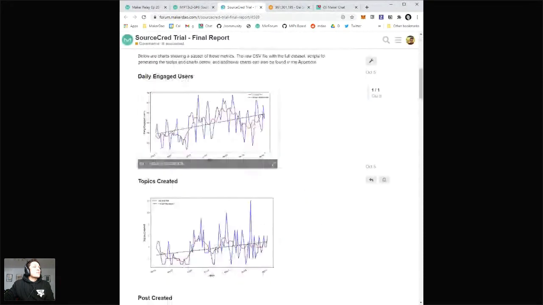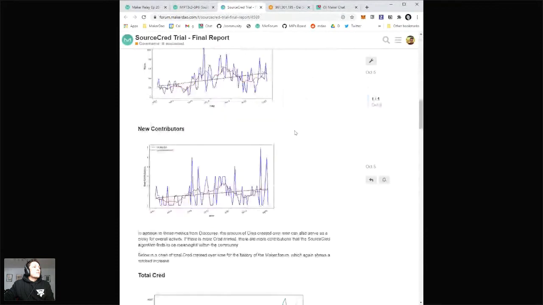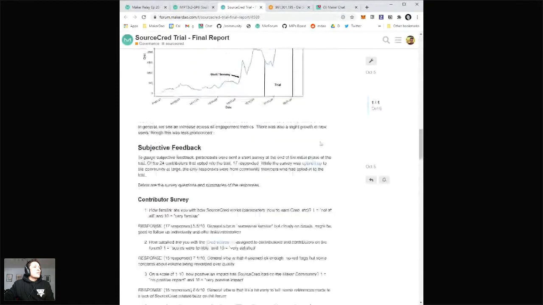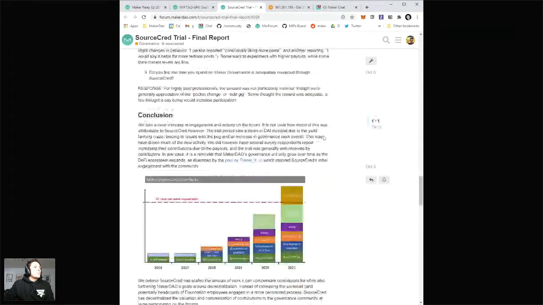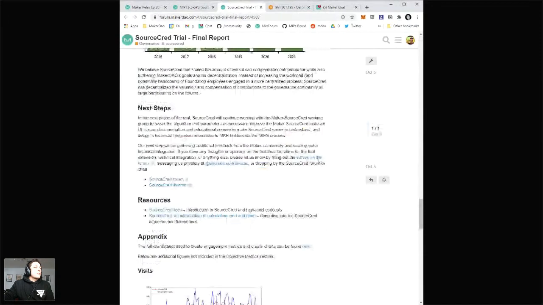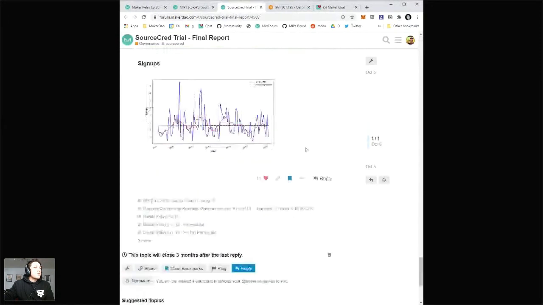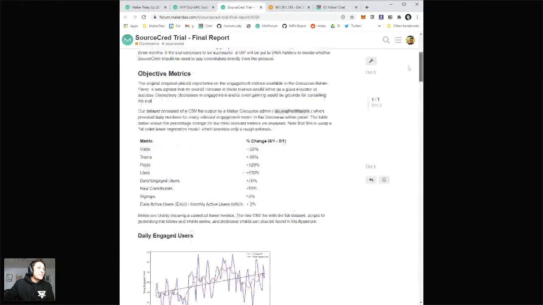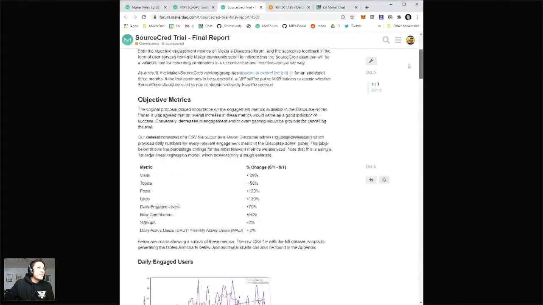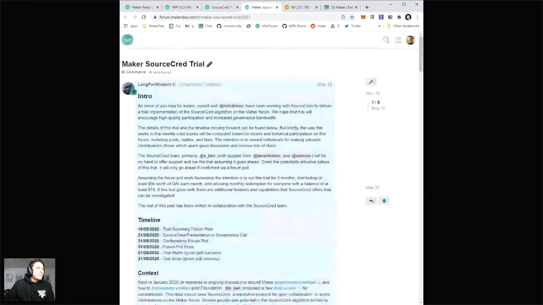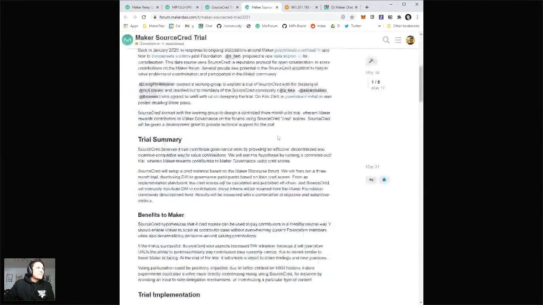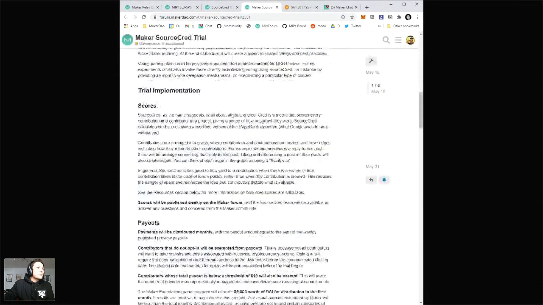Just scanning. Total cred. Sorry for not being as prepared as I should be, but you forgive me because you all love me. Haha. Okay, well, I can't see the exact number of how much we've given month to month. You know what? It's probably in the original proposal. Bear with me, bear with me. Payouts.